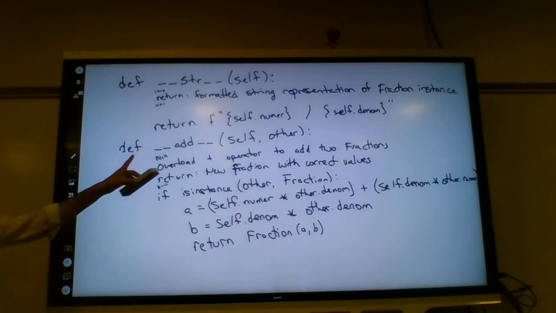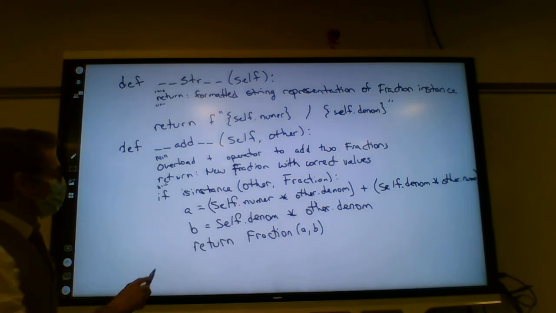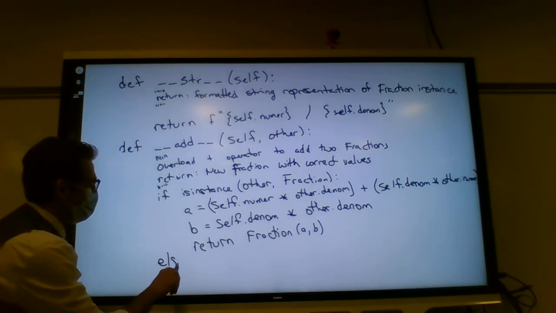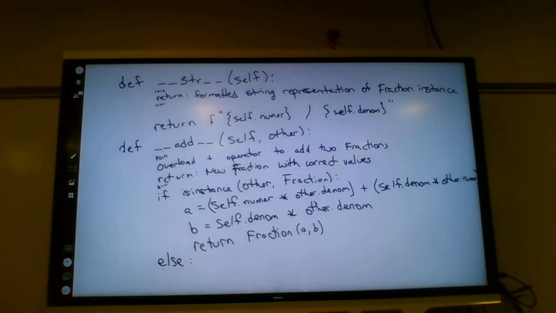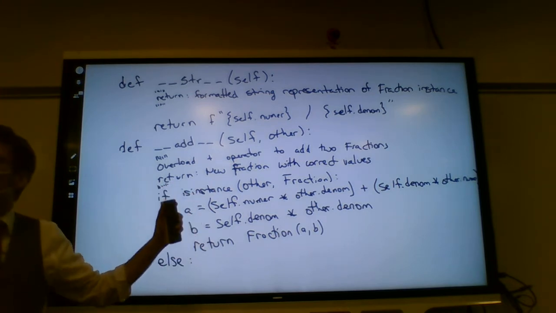All right, so what have we done? This method here tells Python what to do if it sees a fraction plus another fraction. But what do we need? We also need to have what happens if other is not a fraction. So what do you do in that case? Raise a type error. Except we might not raise a type error. We might have another else, or another if, it should be like an elif.